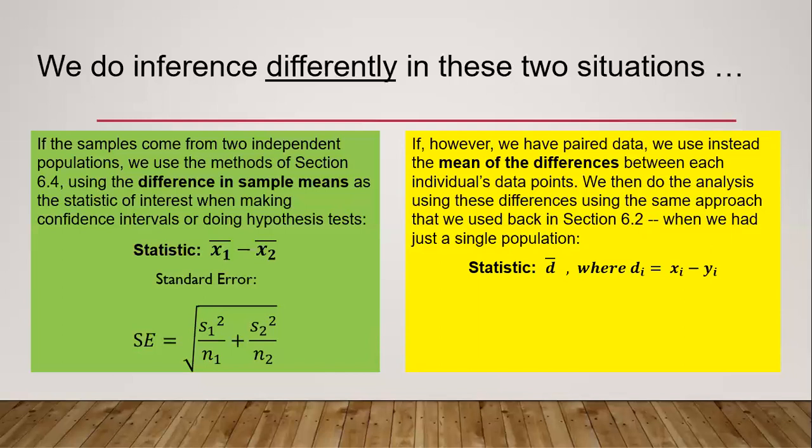In this case, our standard error is just going to use the familiar formula from section 6.2. After all, if you have only one population, it doesn't make sense to talk about S1 and S2. Instead, we'll just take a look at the standard deviation of the differences in the values. And we'll use our familiar formula from section 6.2 to calculate the standard error from this one population.